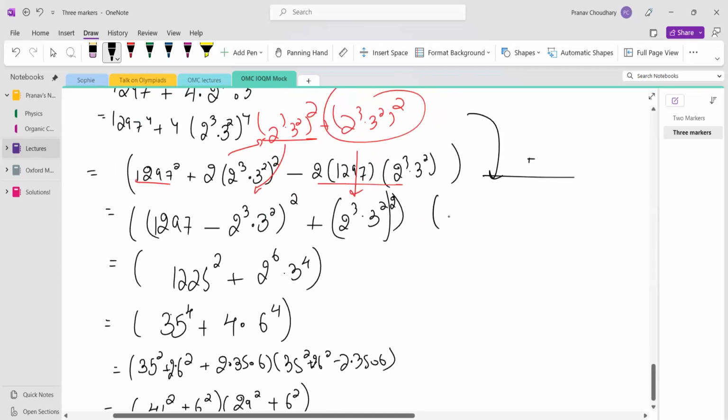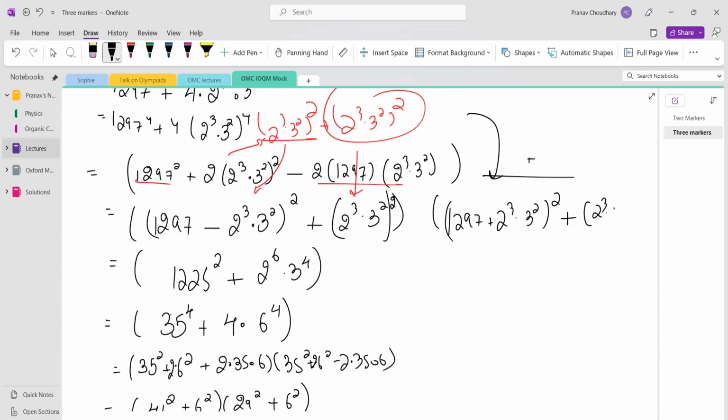So after you do the stuff here, you'll get like 1297 plus 2 cube times 3 squared whole square plus 2 cube times 3 squared whole squared, which would be, so 1297 plus this is 72. This is 1368 square plus 4 times 6 to the power 4. And 1368 is, I think, wait, no, did I mess up, yeah, it's 1369. Yeah, 1369. This is 3 and 16.